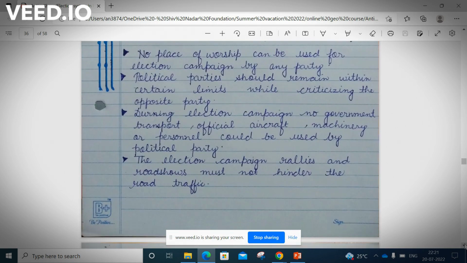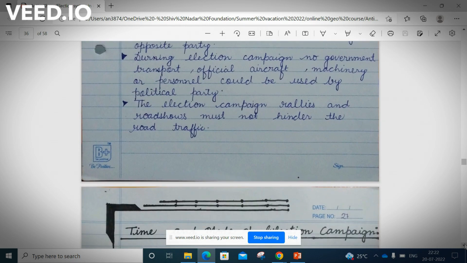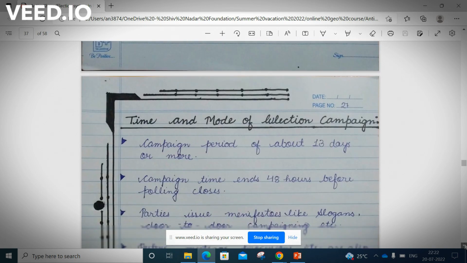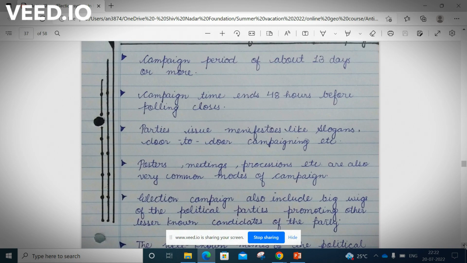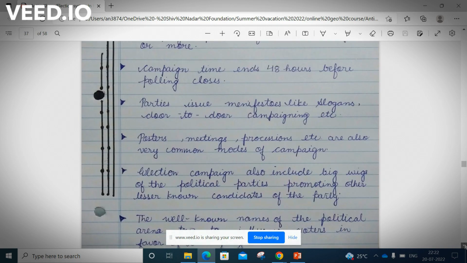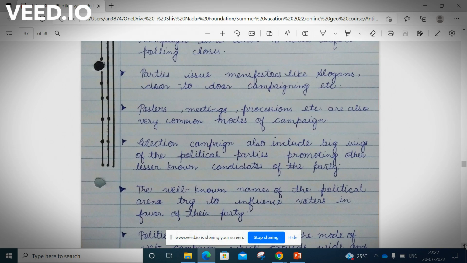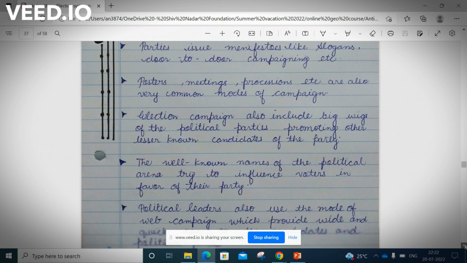During the election campaign, no government transport, official aircraft, machinery, or personnel could be used by political parties. The election campaign, rallies, and road shows must not hinder road traffic. Time and mode of election campaign: the campaign period is about 13 days or more. Campaign time ends 48 hours before the polling. Then the parties issue manifestos, use slogans, door-to-door campaigning, etc.